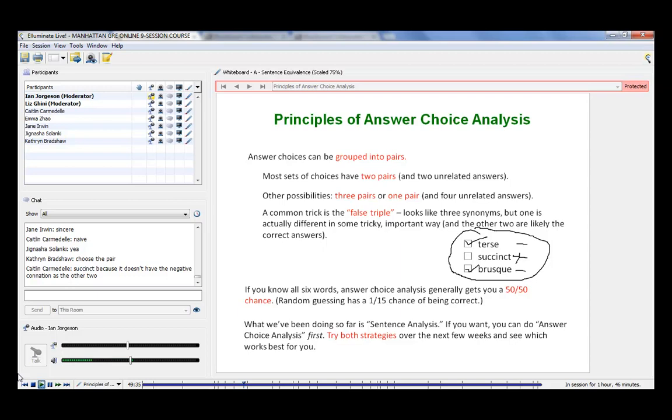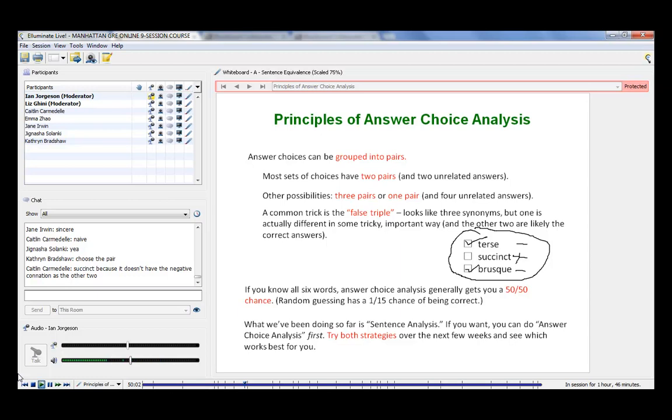My basic approach personally is, and I know that this goes against everything I've already told you, but I quickly glance at the 6 words. If I know them all, I ignore the sentence and do answer choice analysis. If I don't know them all or I'm a little bit unsure about any of them, then I immediately cover up the answer choices. Try to forget I even saw them and go through my standard sentence analysis.